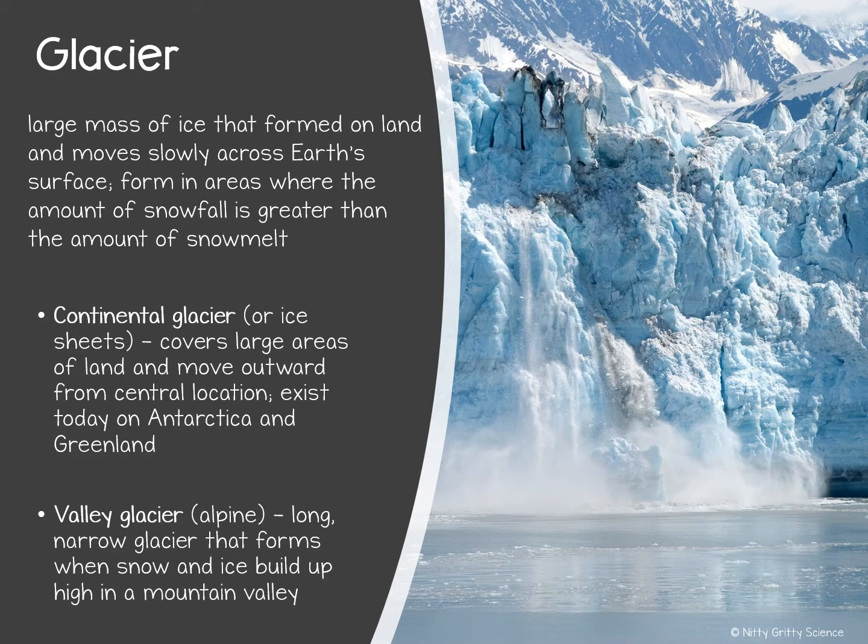Valley glaciers occur when snow and ice build up high in a mountain valley and the sides of the mountain keep the glaciers from spreading apart in all directions. Now, while they are much smaller than continental glaciers, they can be tens of kilometers long. Valley glaciers flow about a few centimeters to a few meters a day, but sometimes they have these rare surges where the glacier flows quite a few meters in a single day.